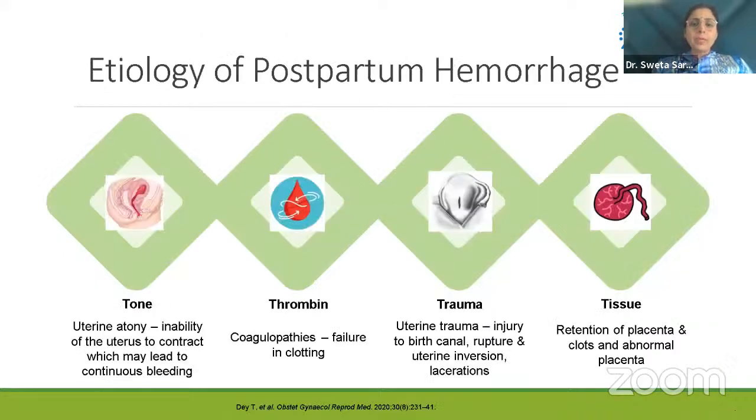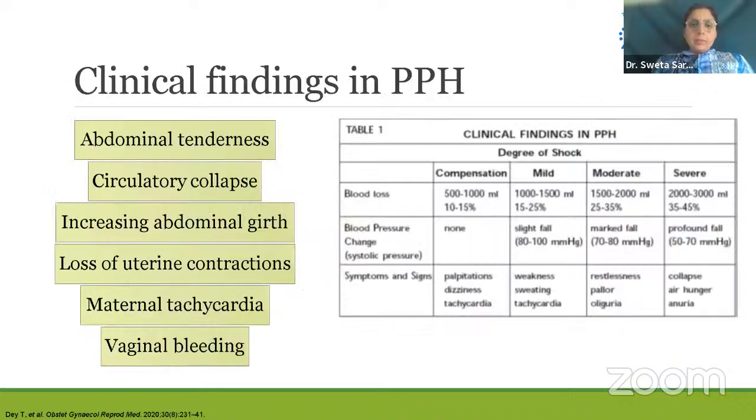We all know the 4 T's, the 4 causes of PPH: tone, tissue, trauma, and thrombin. Next. Clinical findings in PPH include abdominal tenderness, circulatory collapse, increasing abdominal girth, a uterus that is not well contracted and is flabby, maternal tachycardia, and vaginal bleeding.